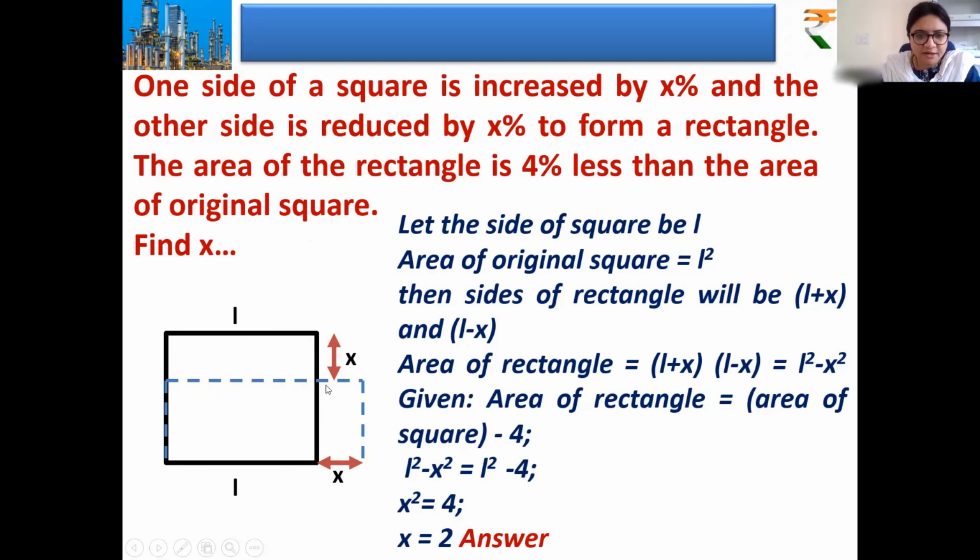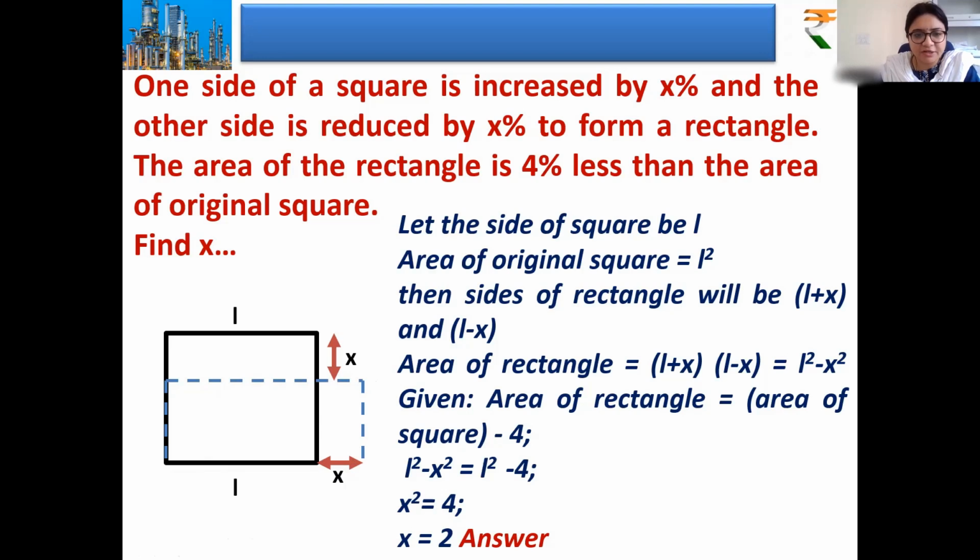And the side of the rectangle will be how much? Each side of the rectangle. So one side will be this one and the other side will be this one, right? So this is one side of the rectangle, this is the other side of the rectangle. If this is L and this is X, one side will be L plus X, right? And the other side, this whole, if this is L and this is X, this part will be L minus X, right? So each side of the rectangle is L plus X and L minus X.